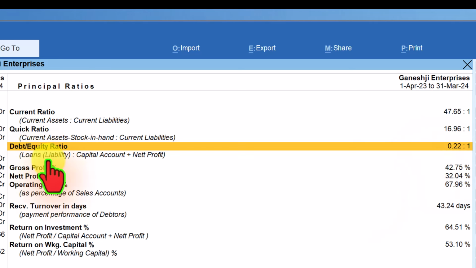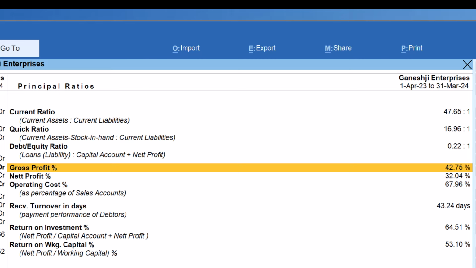So the formula to arrive at debt equity ratio is loan liability versus capital plus net profit. Supposing if the net profit is not transferred to the capital account, the net profit amount plus the capital account is added together. So it says 0.22 versus 1. So for every 1 rupee capital the company has, they have loan only up to 0.22, which is again a good indication. So the banker would now be willing to give loan because the loan liability is much lesser compared to the capital the company has. So the banker can take a maximum risk of 1:1.